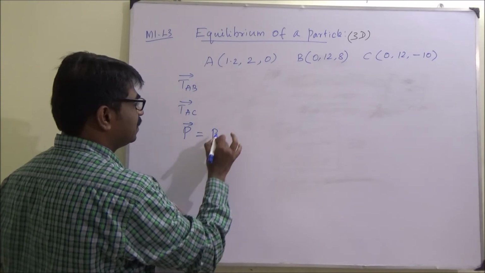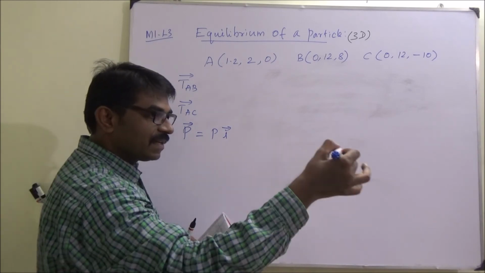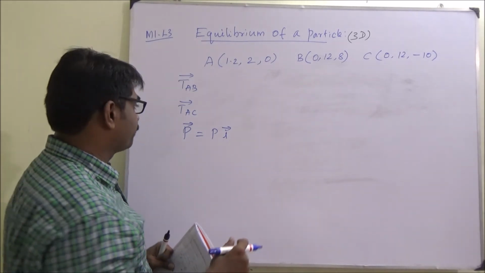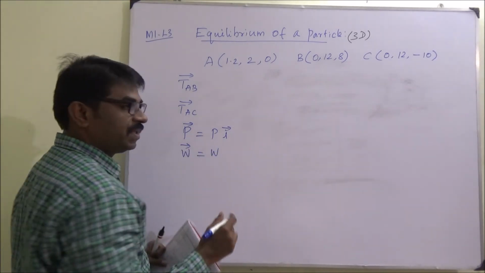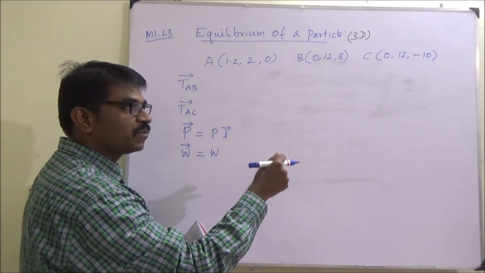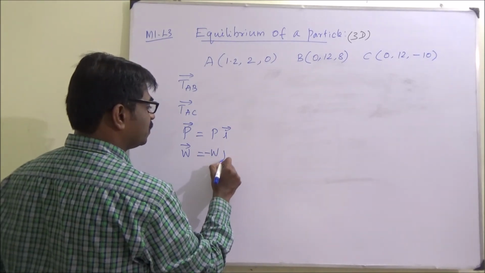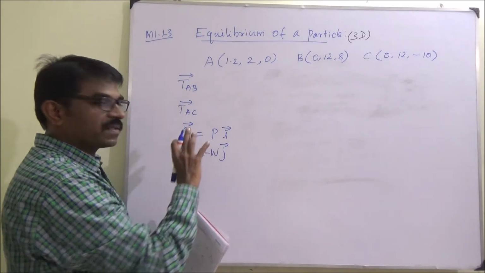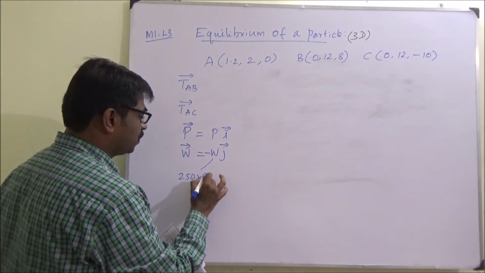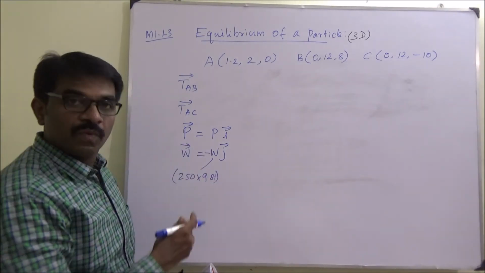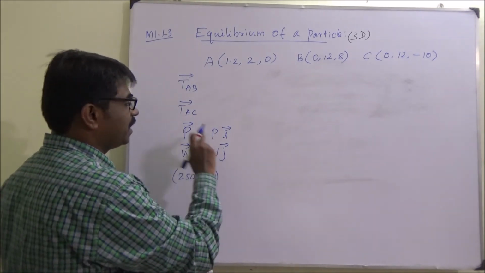That is the magnitude of the P vector; since it is in the positive x direction, it is P i vector. W vector is W, the magnitude, and conventionally we take upward as positive, so since it is acting downward it is negative j vector. The weight is given, 250 kg, so with 9.81 we can calculate the weight. P we have to find out.